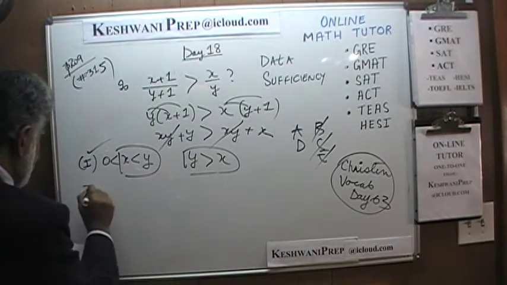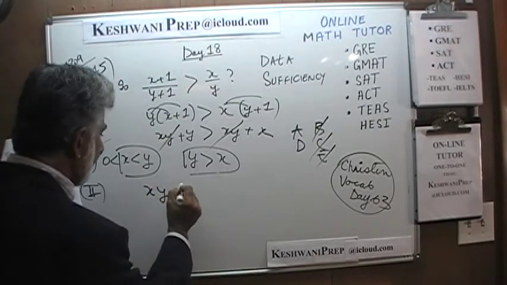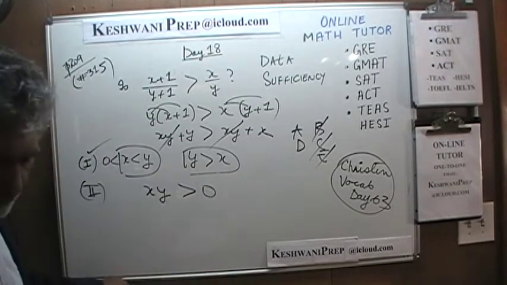The second statement goes on to tell us that x times y is greater than 0.